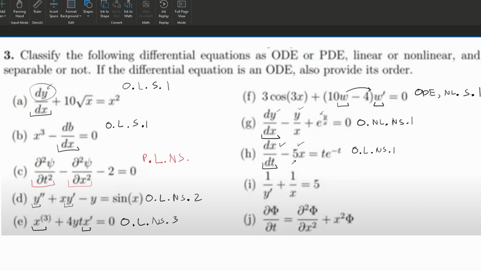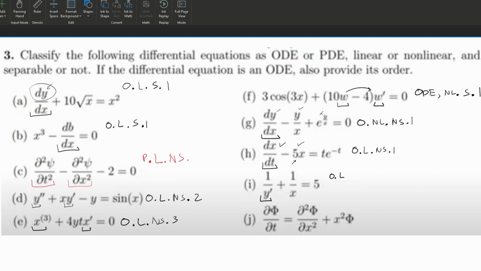Now let's look at I. For I, we have one instance of this right here, y prime. This is an ODE. Is this linear or non-linear? Y is right here. It's the only instance of it. It's pretty simple to see. It is linear. Now, is it separable or not separable?